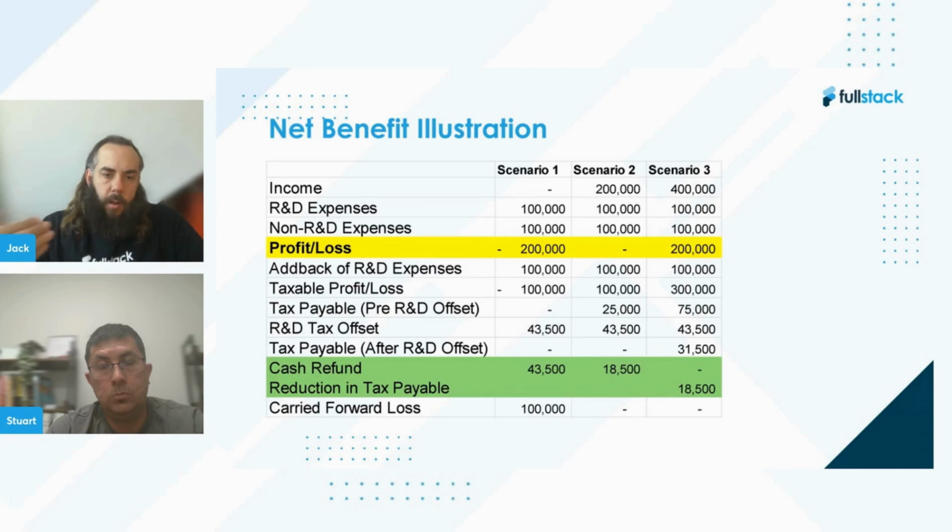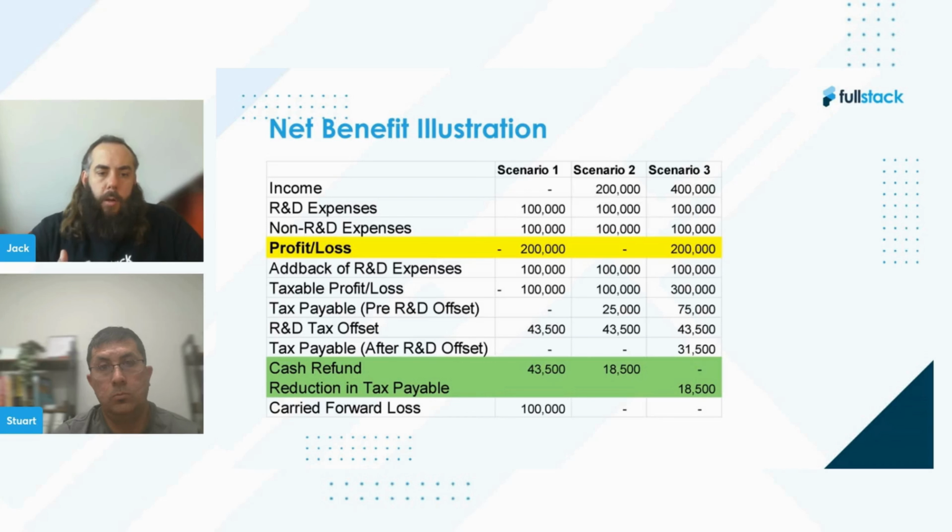Now, because of how the R&D tax incentive works, because of the mechanism, the accounting add back of R&D expenses, that temporarily alters the financial position of the company within the tax return. And even though the R&D tax offset is always $43,500, how that is received will differ between those 3 scenarios.